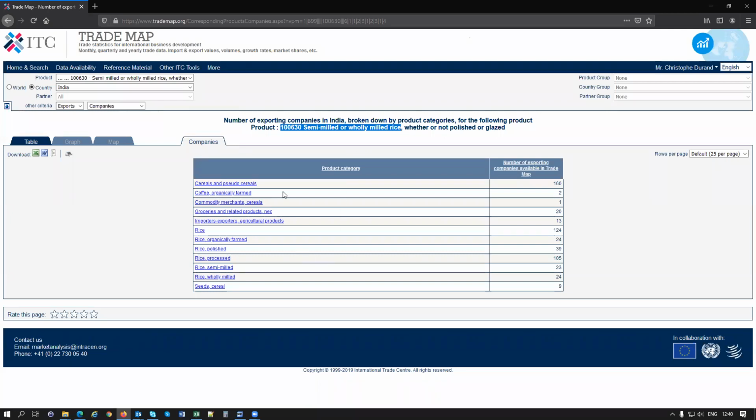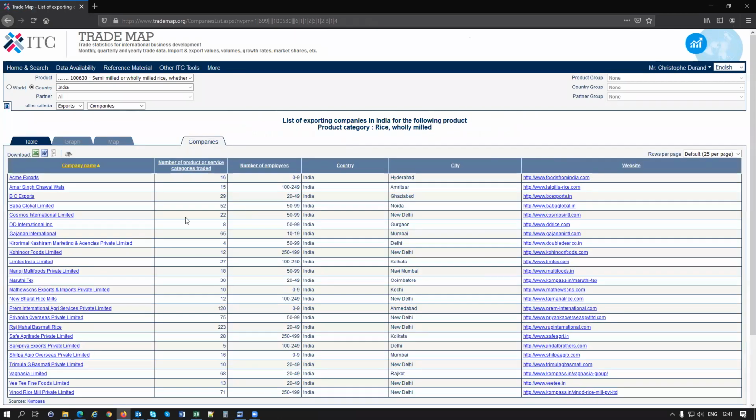So here TradeMap offers you the correspondence table between semi-milled or wholly milled rice and the companies' nomenclature. So if I want to go for, say, wholly milled rice, I can just say, okay, rice wholly milled, and I will click on this one. And that gives me a list of companies located in India. These are not necessarily Indian companies. This could be foreign affiliates, but it's companies located in India that are in the business of rice.